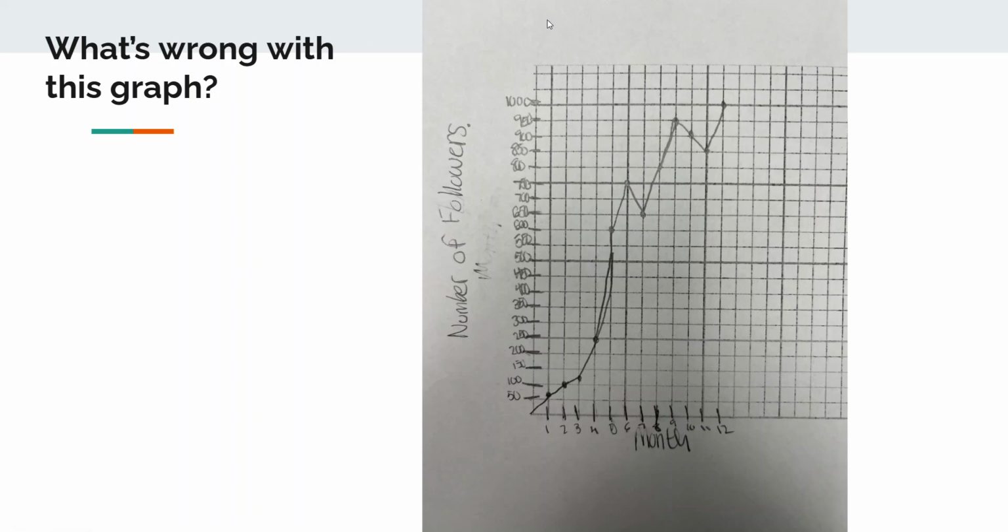All right, first of all, it's really squished, right? What could this person have done to make their graph prettier? They could have skipped lines here, so instead of going 1, 2, 3, 4, okay? Give themselves some room, okay? And they also don't have a title here.